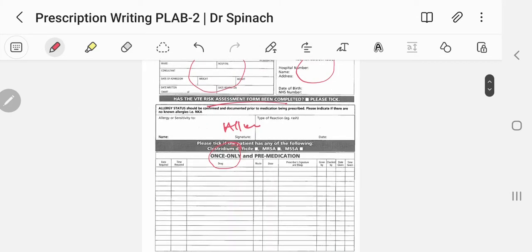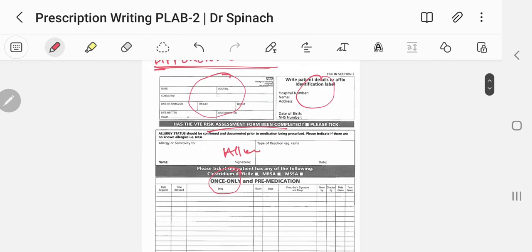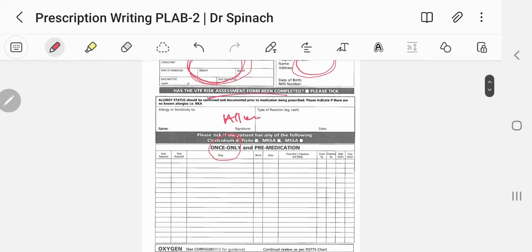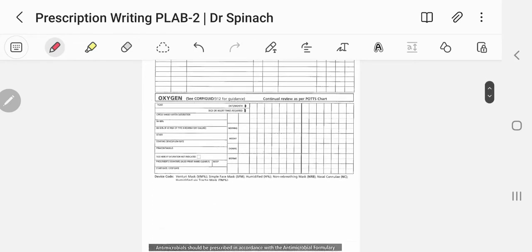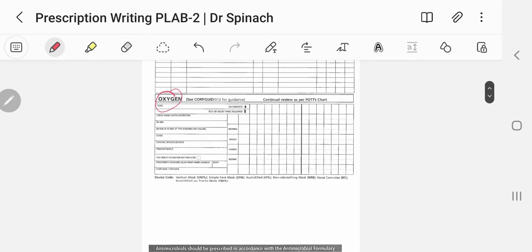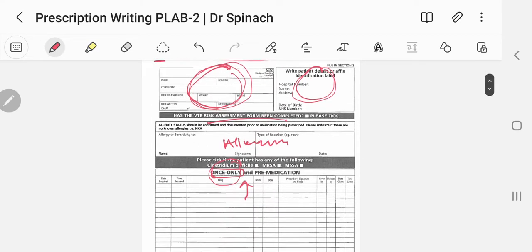Now the first page you can see has the hospital address, or better to say, general information about the patient, as well as patient demographics over here, right? And it has allergy information, and then the drugs that are to be given only once, not regular drugs, nothing else. You can say these are emergency drugs, or the drugs which will not be given after one dose. And then of course you have oxygen therapy if the patient is on oxygen. Now this is the first page of the drug chart.